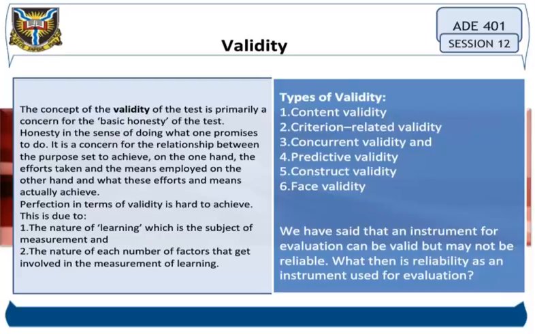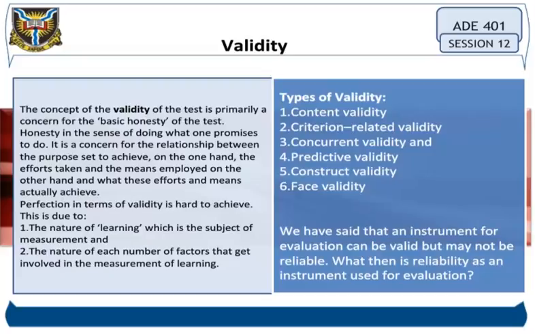Perfection in terms of validity is hard to achieve. This is due to, 1. The nature of learning, which is the subject of measurement, and 2. The number of factors that get involved in the measurement of learning. Types of validity. 1. Content validity. 2. Criterion-related validity. 3. Concurrent validity. 4. Predictive validity. 5. Construct validity. 6. Face validity.